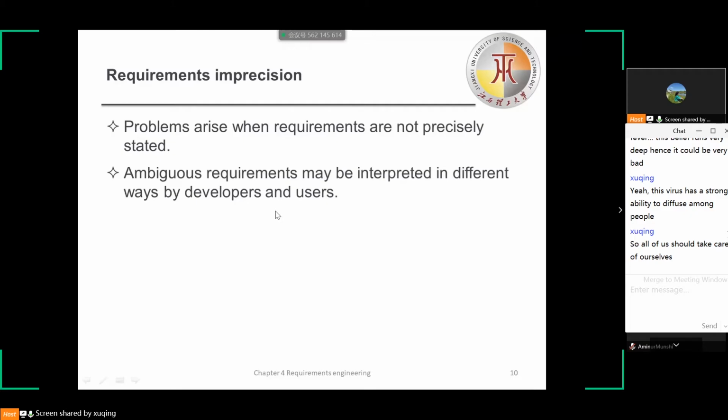Ambiguous requirements may be interpreted in different ways by developers and users. For us, it is natural for a system developer to interpret an ambiguous requirement in a way that simplifies the implementation. Often, however, this is not what the customer wants. So new requirements have to be established and changes made to the system. Of course, these new requirements and changes may delay system delivery and increase costs.